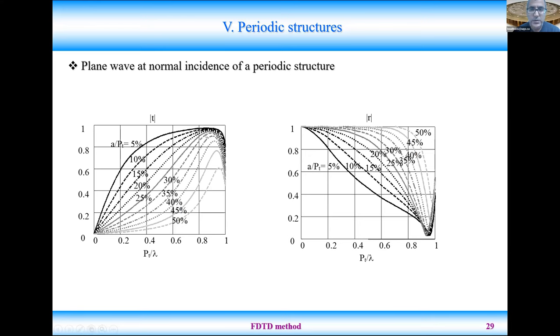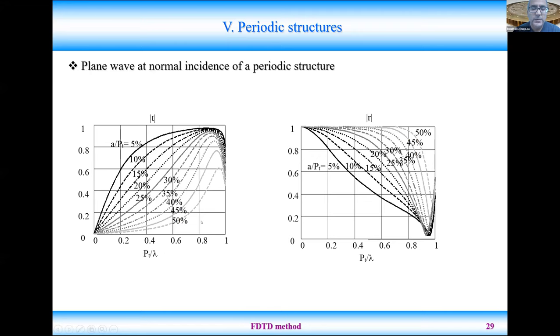So I have done this for different values of the diameter over the period. When the diameter is very small, you could use the thin wire formalism. But then when it is larger, you can mesh the wire. So I use both actually here, and for different ratios between the diameter and the period, we can plot the amplitude of the transmission coefficient and then the amplitude of the reflection coefficient. This is versus frequency.